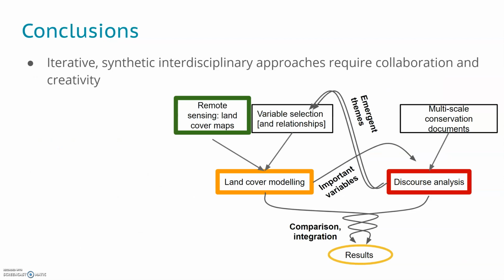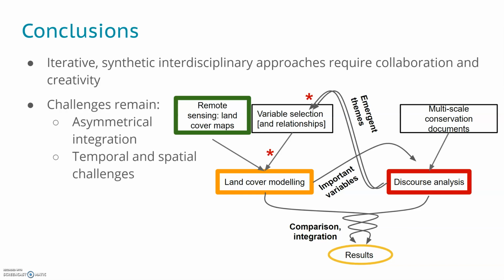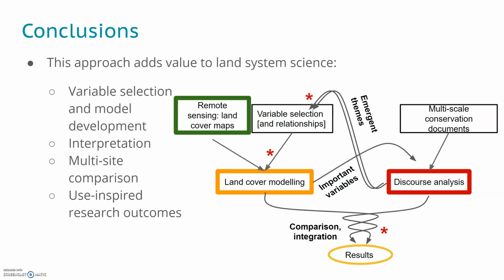So in conclusion, we've found that iterative synthetic interdisciplinary approaches require collaboration and creativity. There are some challenges remaining, including asymmetrical integration, where we can't quite integrate all of the qualitative analysis into our integration, and also temporal and spatial challenges around time lags. But we also think that this really adds value to land system science in terms of variable selection and model development, where this qualitative analysis really did enrich the variable selection.